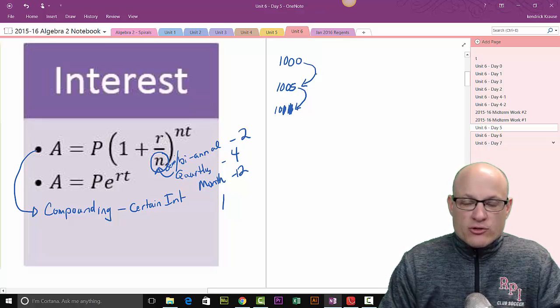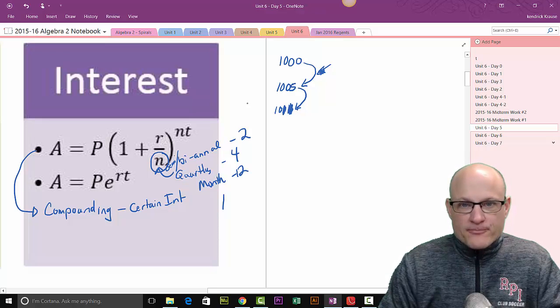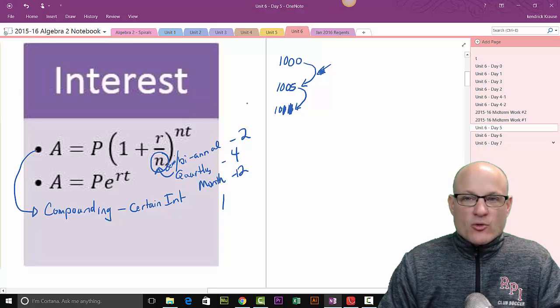And the shorter you can get this increment, usually the better it is for you, because you're constantly earning interest on a larger amount. So if I can earn 10% on $1,000 and then 10% on $1,005, I'd rather earn 10% on $1,005 because it'll make me more money.